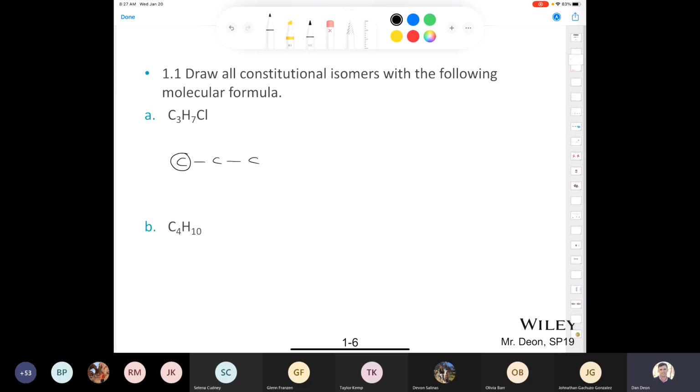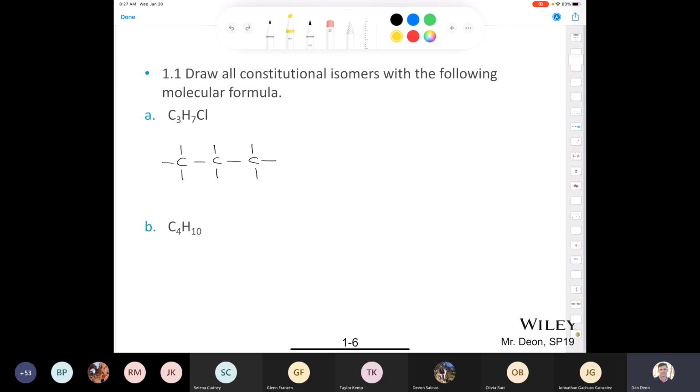Now, if I look at this carbon on the far left, it's only got one bond. That means it's got 1, 2, 3, 4 more bonds to go. The carbon in the center only has 2 bonds, so it's got 2 more bonds to go. And the carbon on the far right only has 1 bond, so it's got 3 more to go. So now you can see that each one of these carbons has 4 bonds attached to it. If you count them all up, we have 1, 2, 3, 4, 5, 6, 7, 8. And look what we have: 7 hydrogens and a chlorine.